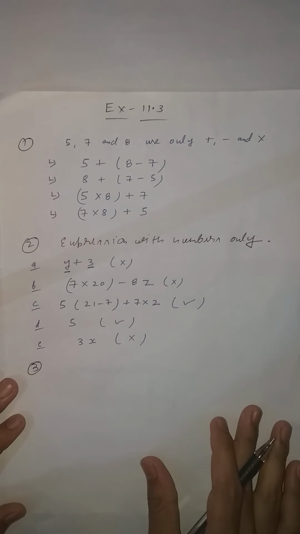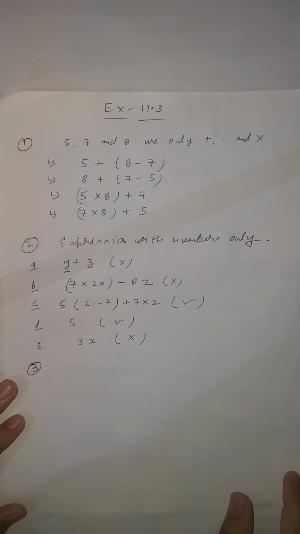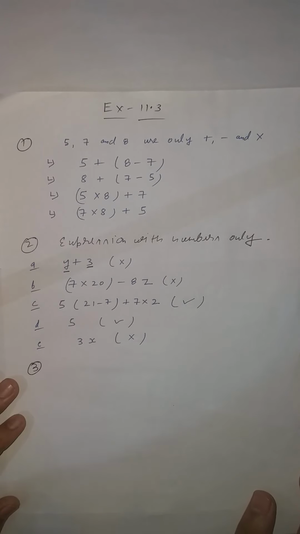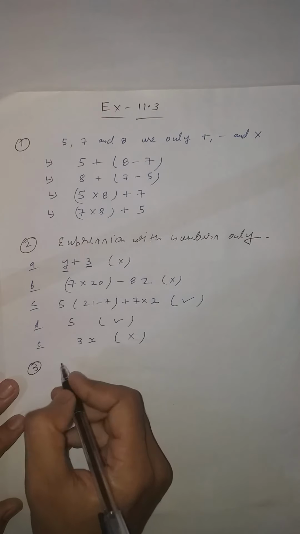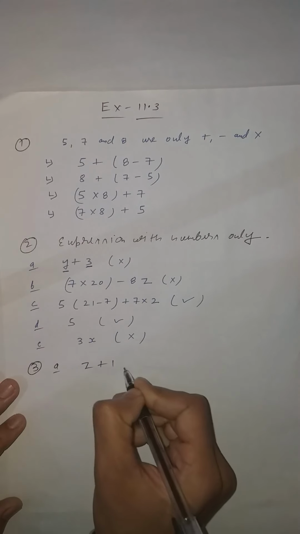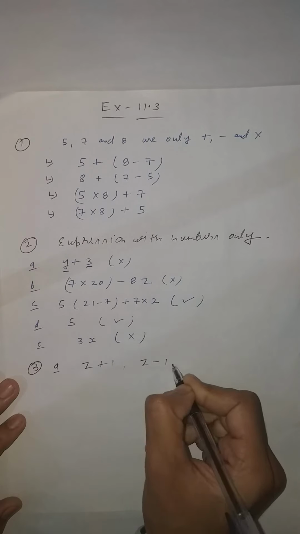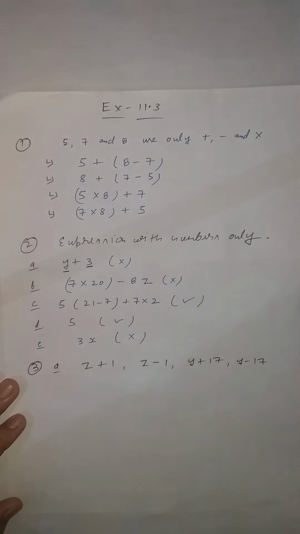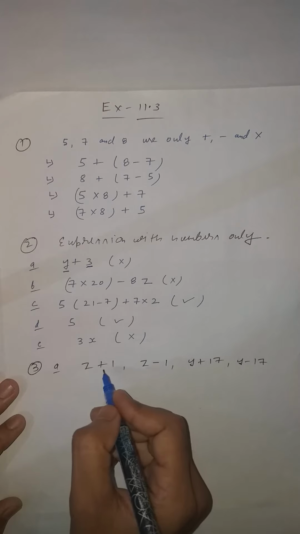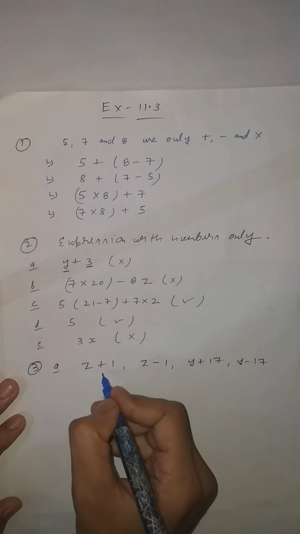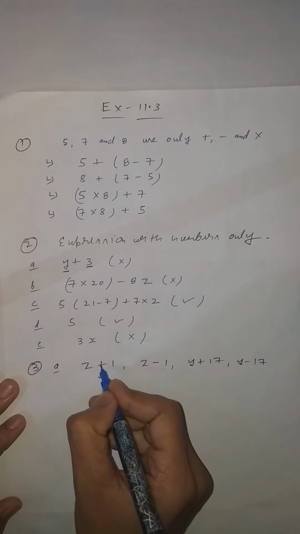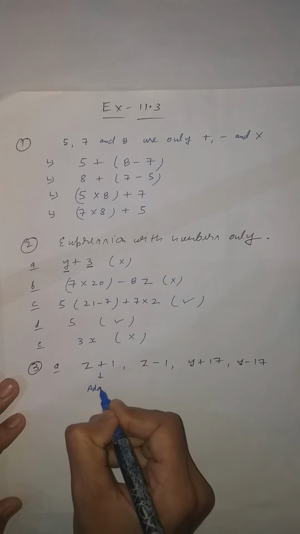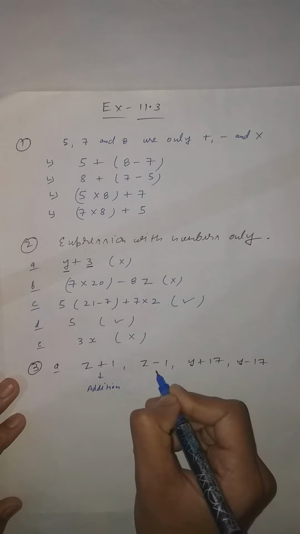Now come to question number 3. Question number 3 is given, student: identify the operation, addition, subtraction, division, multiplication, in forming the following expressions and tell how the expressions have been formed. Clear? So now come to question A. It is given z plus 1, z minus 1, y plus 17, y minus 17. You only have to write down what operation you used. Here plus is given. So in z and 1 there is a sign of plus, that means you are using the sign of addition.